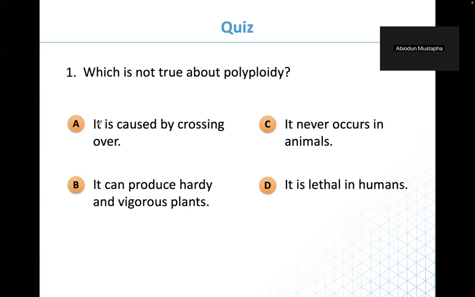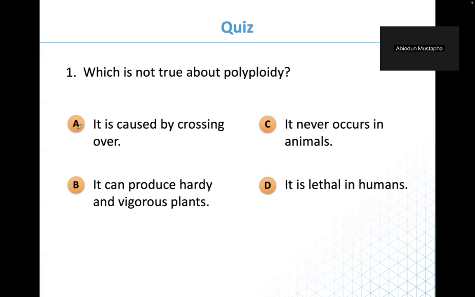It's not that long. So which is not true about polyploidy. It is caused by crossing over. It can produce a hardy and vigorous plant. It never occurs in animals. It's lethal in humans. So which of this is not true? Is polyploidy caused by crossing over? So that's the question. Is it caused by crossing over? So most likely it's not caused by crossing over.